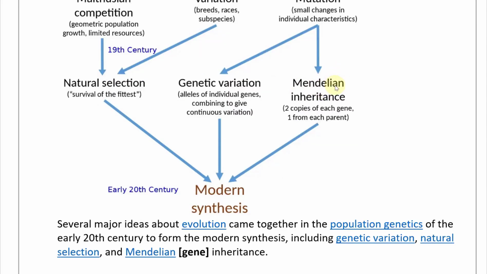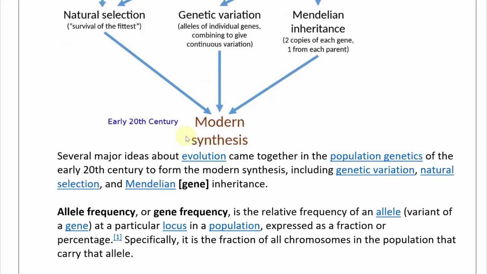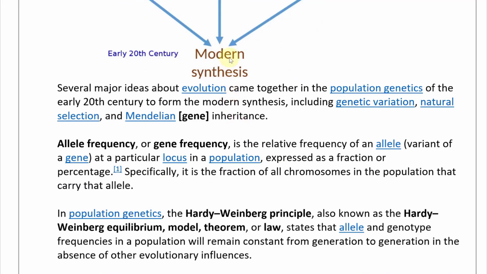Going further here, you have Mendelian inheritance. So you have two copies of each gene, one from each parent. And then all these ideas put together: survival of the fittest, natural selection, and genetic variation of the alleles of individual genes giving rise to continuous variation of every individual. And then you have Mendelian inheritance, where one copy of each gene is given from each parent to each person. And then you combine this all together, you have the modern synthesis of the early 20th century, bringing up the general framework for current genetic variation, just current evolutionary thought.